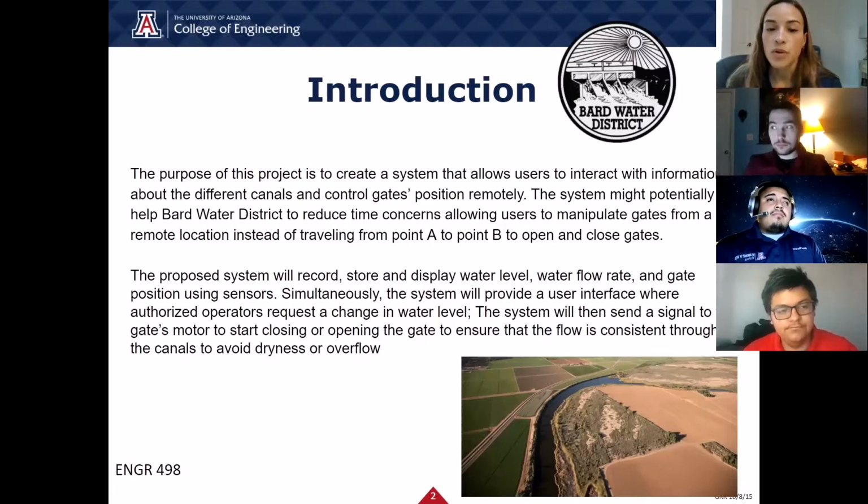Our proposed system will record, store, and display water level, water flow rate, and gate position using sensors. And simultaneously, the system will provide a user interface where the authorized operators request a change in water level. The system will then send a signal to the gate's motor to start closing or opening the gate to ensure that the flow is consistent through the canals to avoid any dryness or overflow.